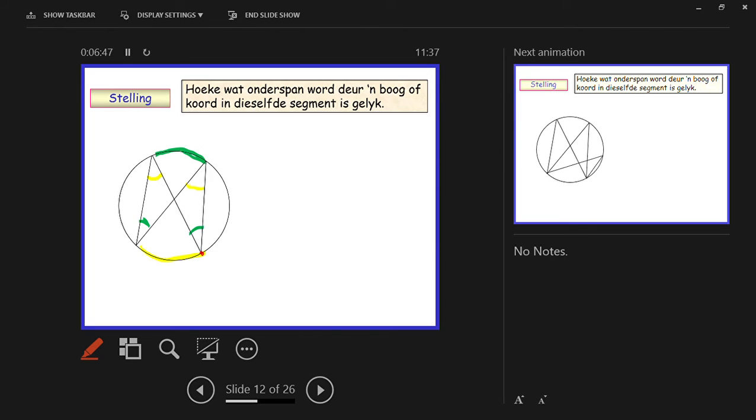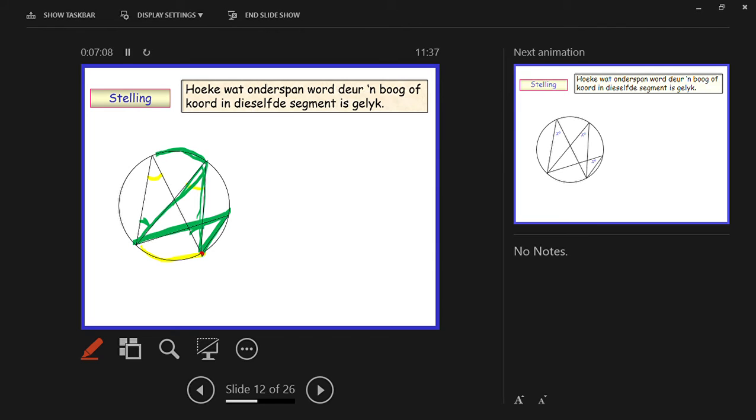Okay. Sien julle hy vorm soos 'n strikdassie? It looks like a little bow tie. Do you see that? Sometimes the bow tie is slightly skew. Look at this. Okay. But do you see there's still a bow tie there? Hy's net nie meer 'n baie mooi bow tie nie.